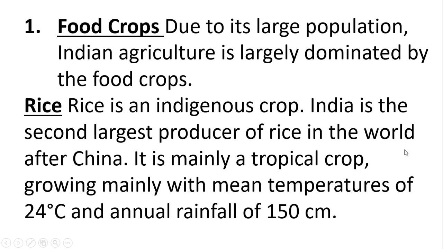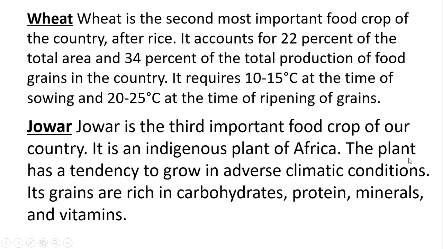Next we shall see about wheat. That's the second most important food crop of the country, because in North India most of the people prepare food with the help of wheat. Chapati is the most important food which they have over there. The temperature needed for growing wheat is 10 to 15 degrees Celsius.